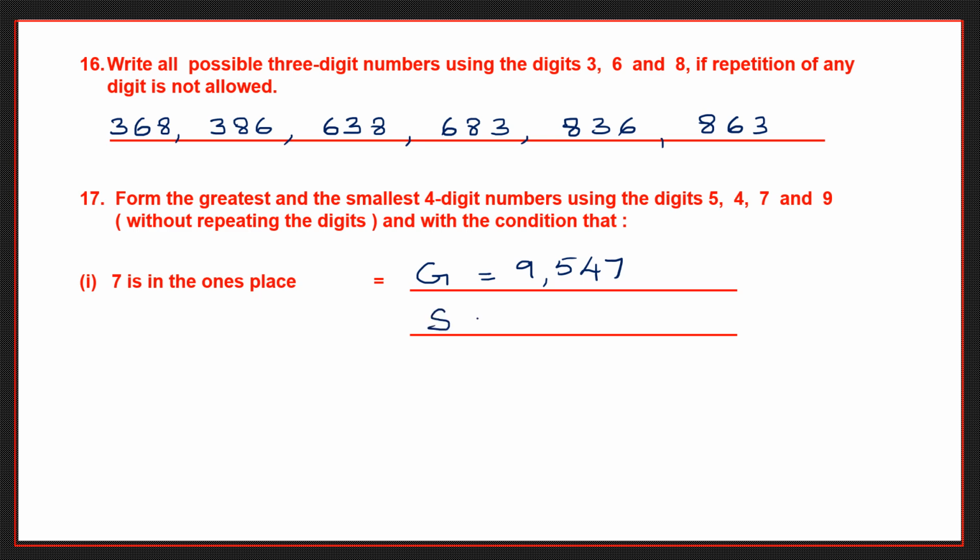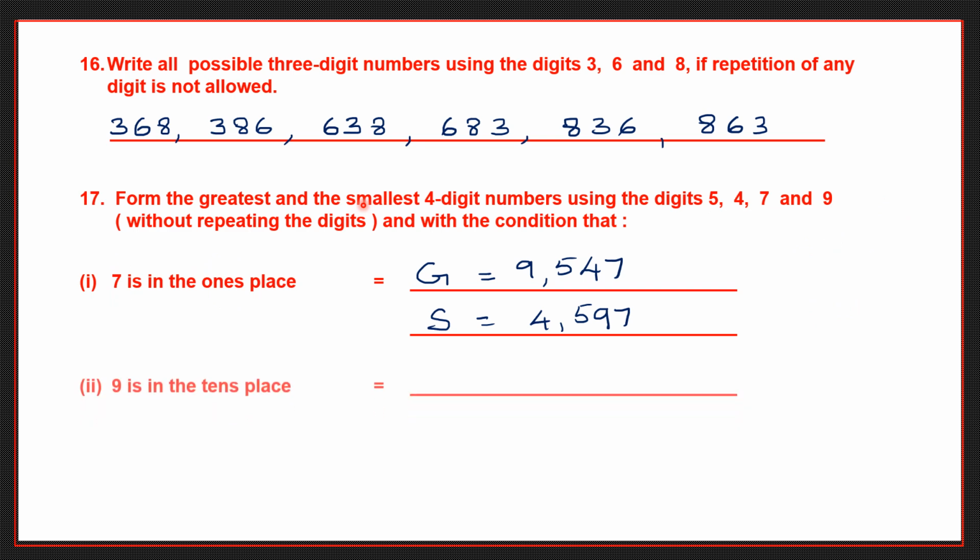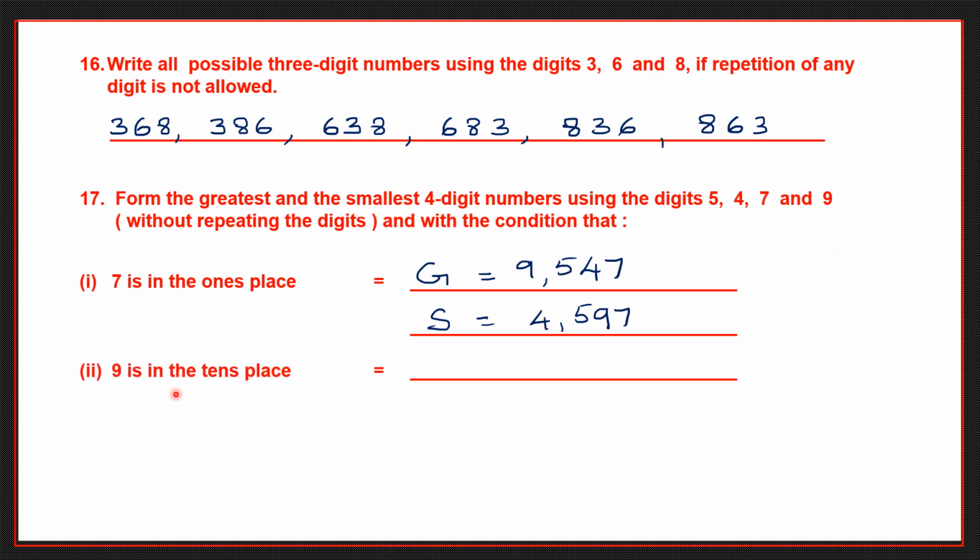So to form my smallest number, again, let me look at these four digits. Start with the smallest digit 4, 5, 7 and 9. So I've got my smallest number, but the condition is 7 is in the ones place. So which is the ones place? This is the ones place. So 7 should come here. So 9 will move backwards. So my number will now be 4,597. So smallest number is 4,597. The next condition, 9 is in the tens place.